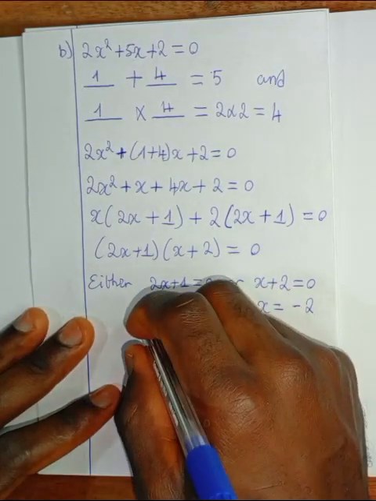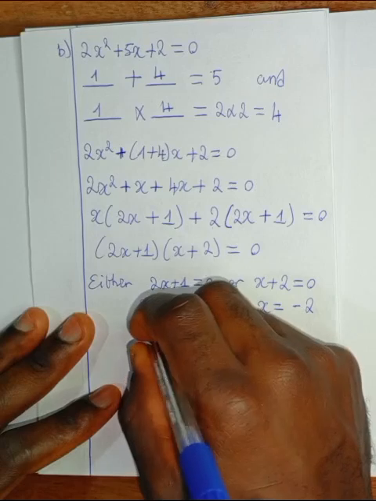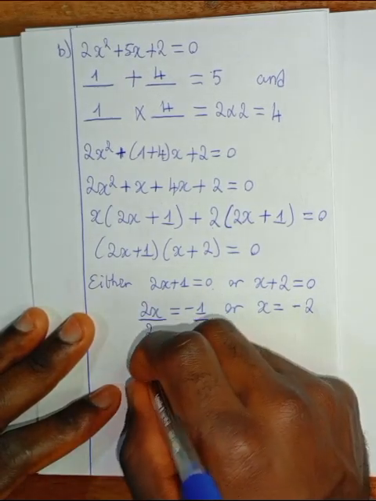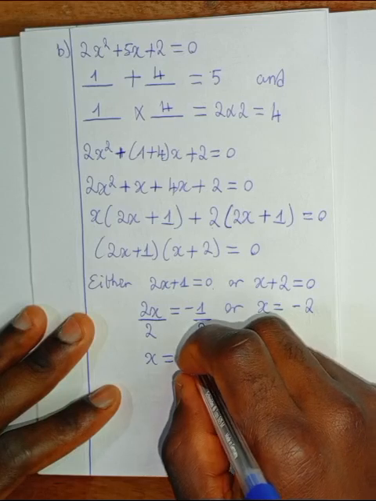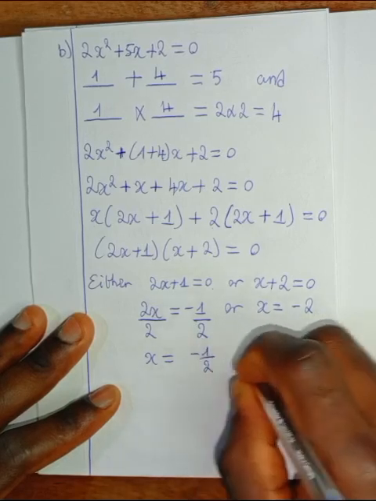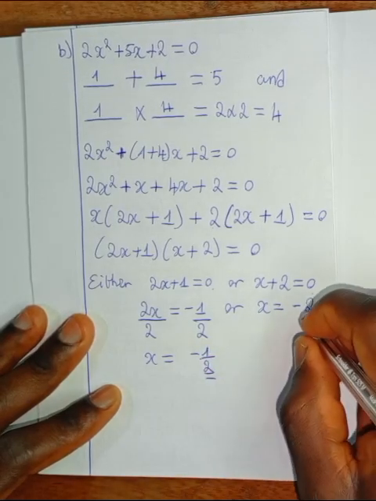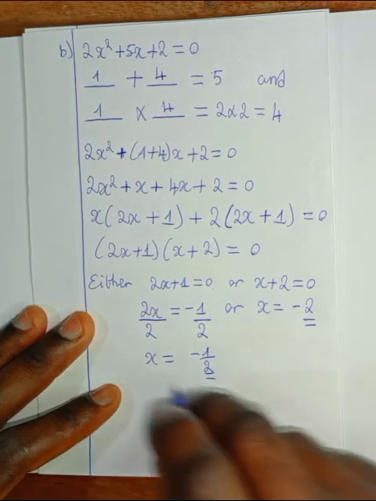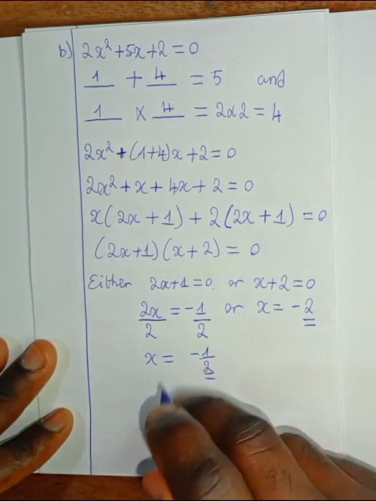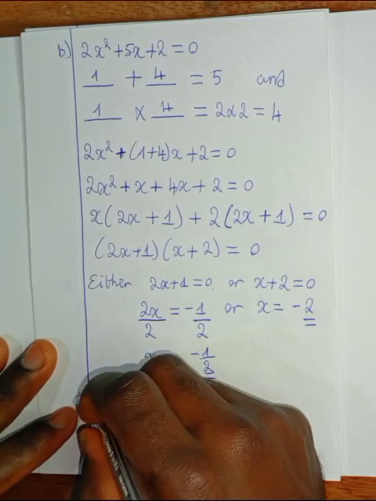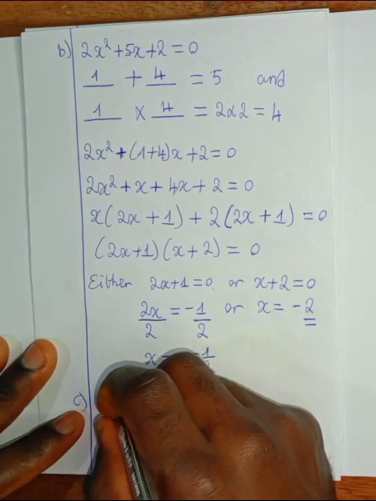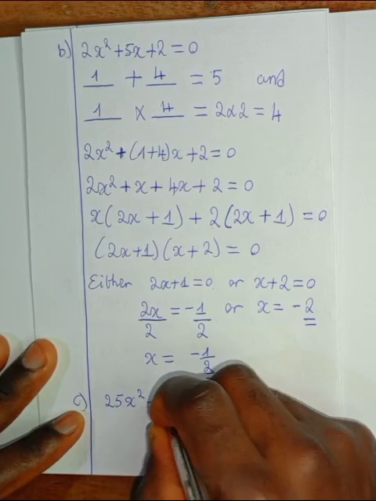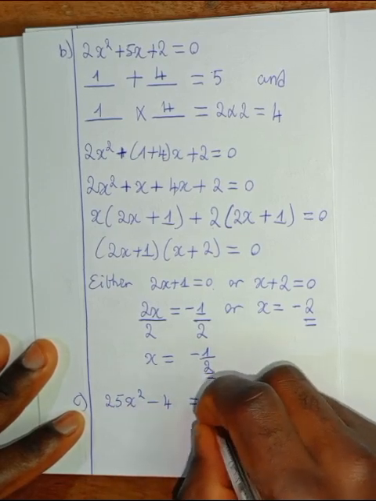Next, we are going to divide both sides by the coefficient of x, which is 2. This will give us x equal to negative a half, or x is equal to negative 2. We move now to question C. For question C, we have 25x squared minus 4 is equal to 0.